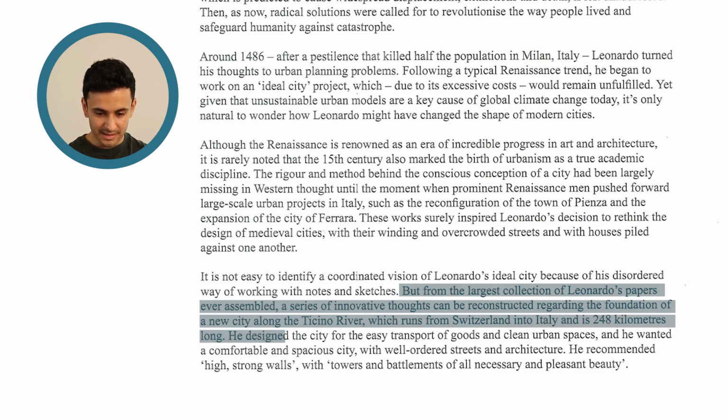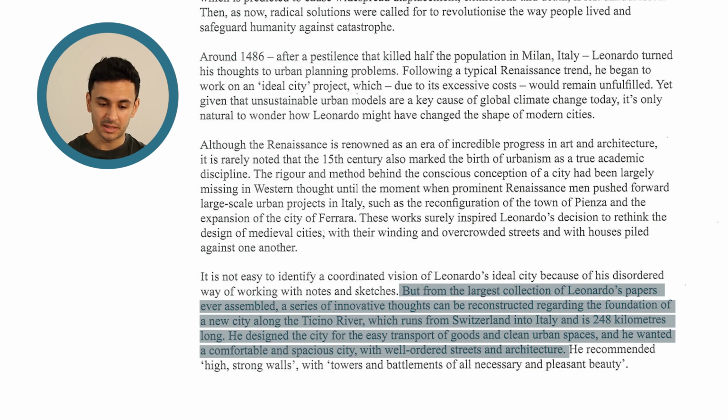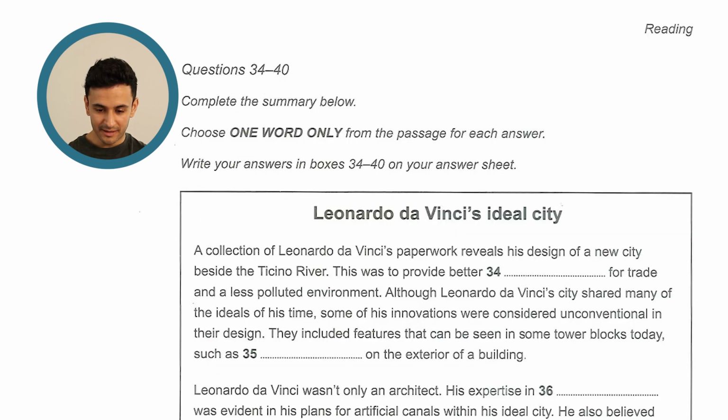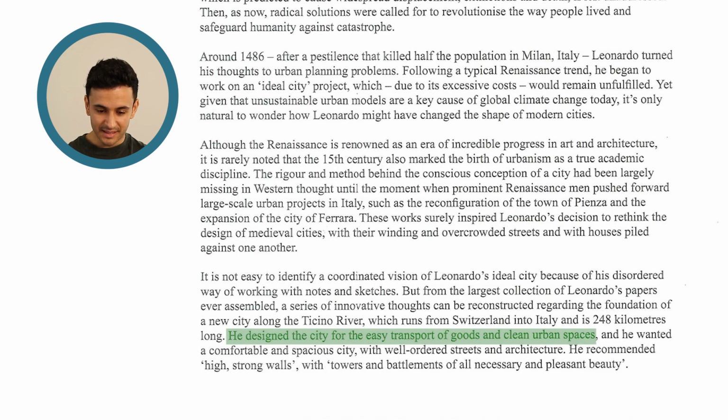He designed the city for the easy transport of goods and clean urban spaces, and he wanted a comfortable and spacious city with well-ordered streets and architecture. So I was thinking of the word city, but since it has already been mentioned here, that information is already here. So if I go back, this was to provide for trade. It's essentially the same sentence, it's rephrased. He designed this city for the easy transport of goods and clean urban spaces.